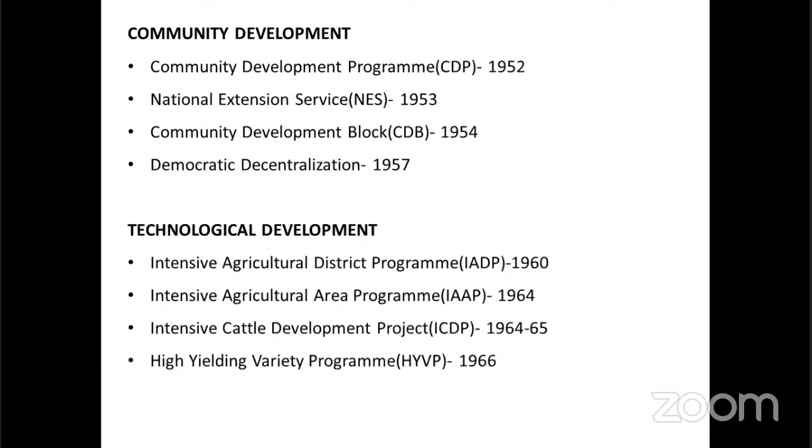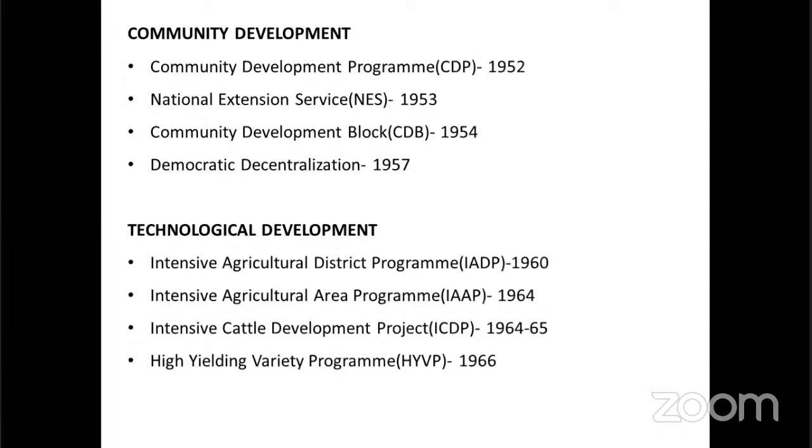Friends, first let's see about the community development programs. The CDP was launched on October 2, 1952. They can ask the question: which program was launched on Mahatma Gandhi's birthday in 1952? The community development program. After 1 year, the National Extension Service came in, on October 2, 1953.